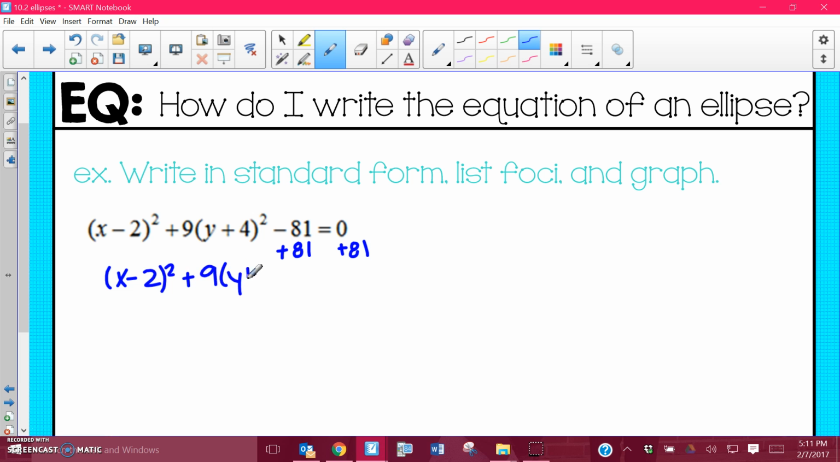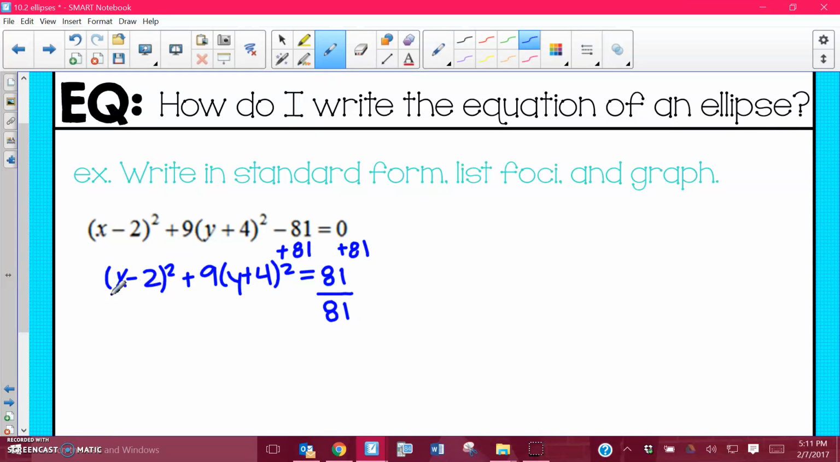And then if you look at that standard form equation, I can't talk and write at the same time. Okay, if you look at that standard form equation, you're going to notice that the right side equals 1. So I'm going to try to get this right side to equal 1. The easiest way to do that is to divide by whatever this number is, because 81 divided by 81 is going to give you 1. So divide this number by itself.